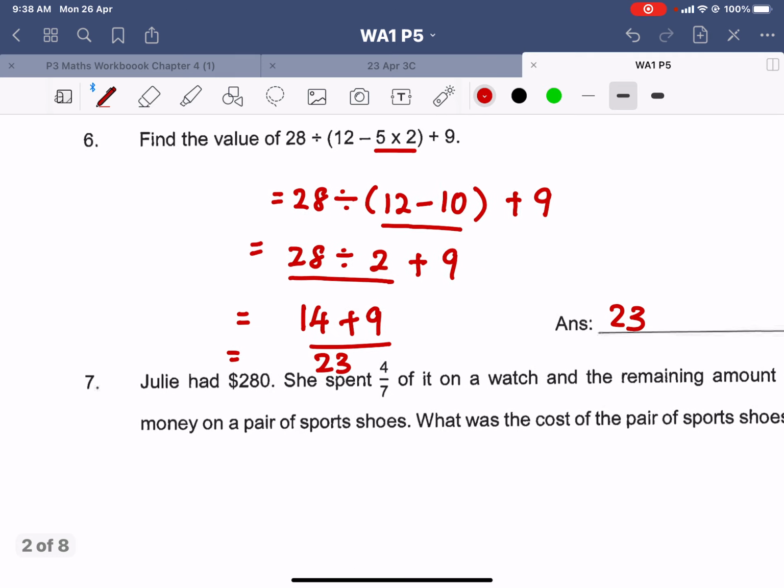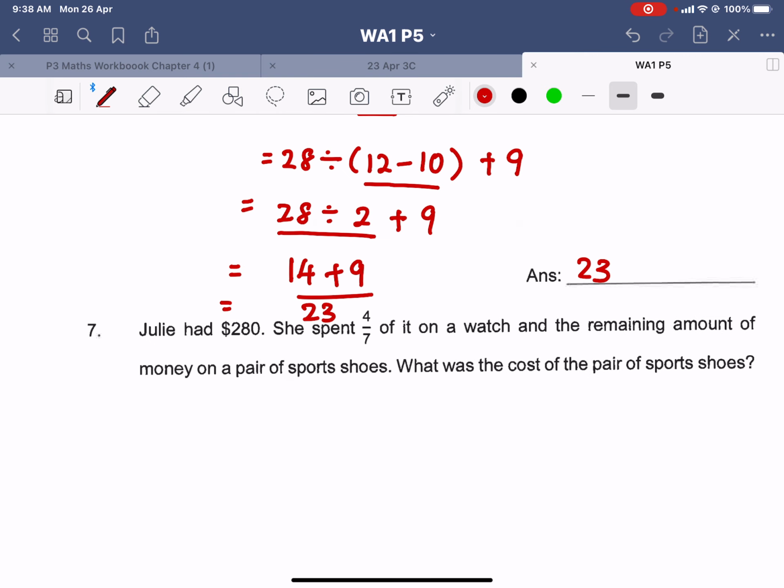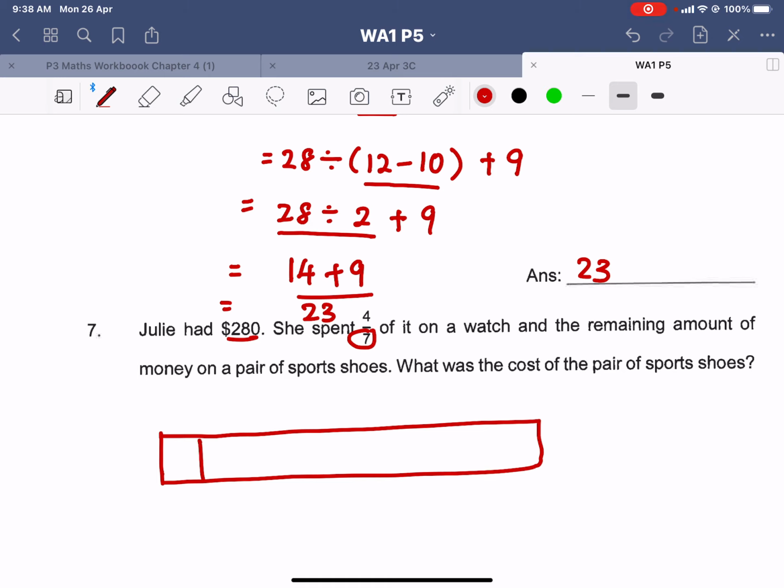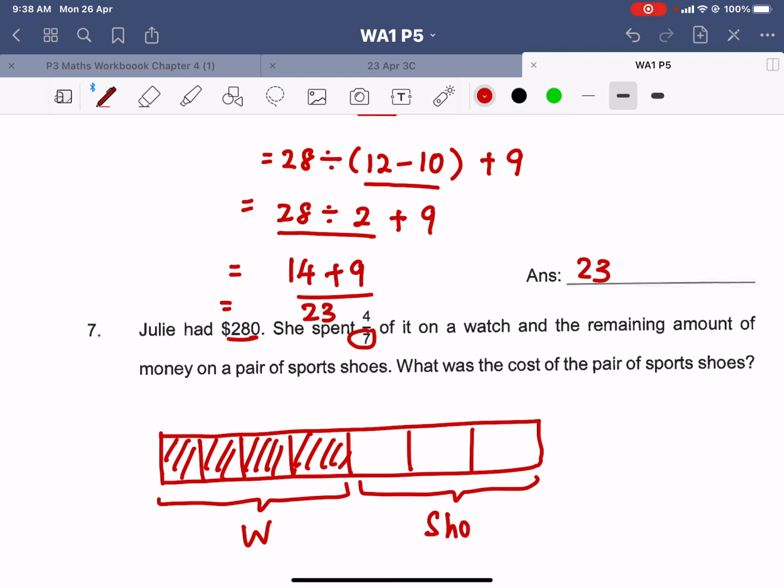Okay, question number 7. Julie had $280. That's the total amount she had. She spends 4/7 of it. So meaning to say she has this amount of money, $280, and it is actually a total of 7 parts. 1, 2, 3, 4, 5, 6, 7 parts. So she spent 4 parts of it on a watch. The remaining on shoes. And of course the total, let's label the total, 280.